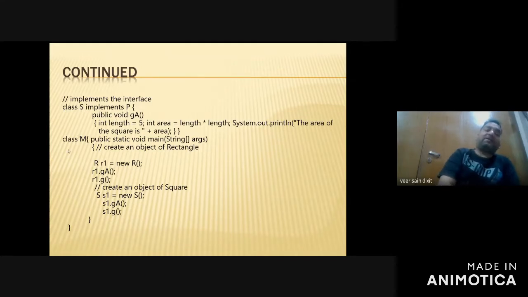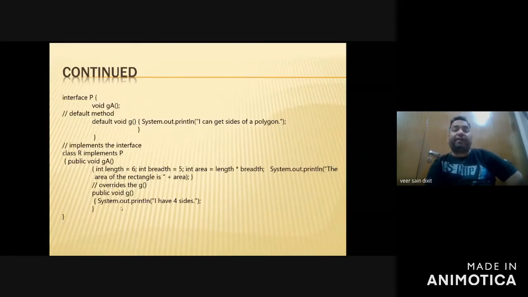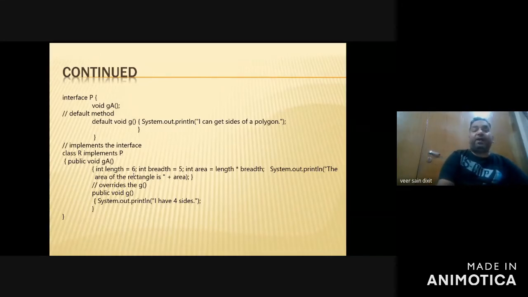Now there is a class M having the main method. Execution will start from this point. You have created an object R1 of the rectangle subclass. Through this, you call R1.GA and R1.G. Then the methods of the rectangle class will be executed. For R1.GA, the output will be 30 here, and here I have 4 sides. The overridden method will be executed.